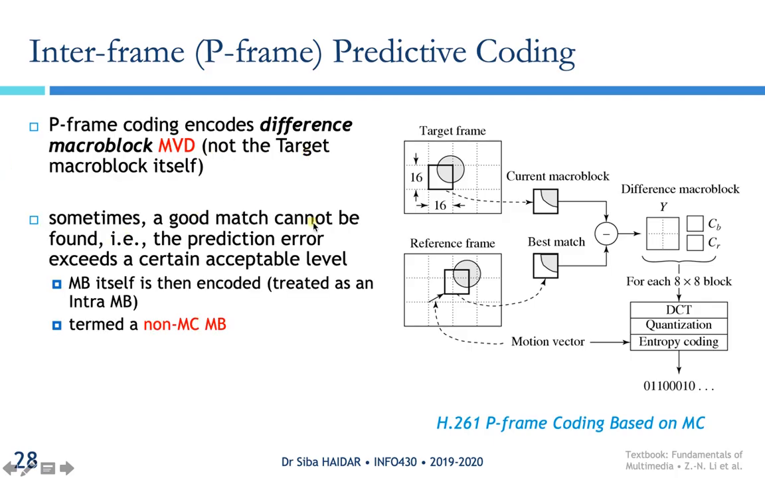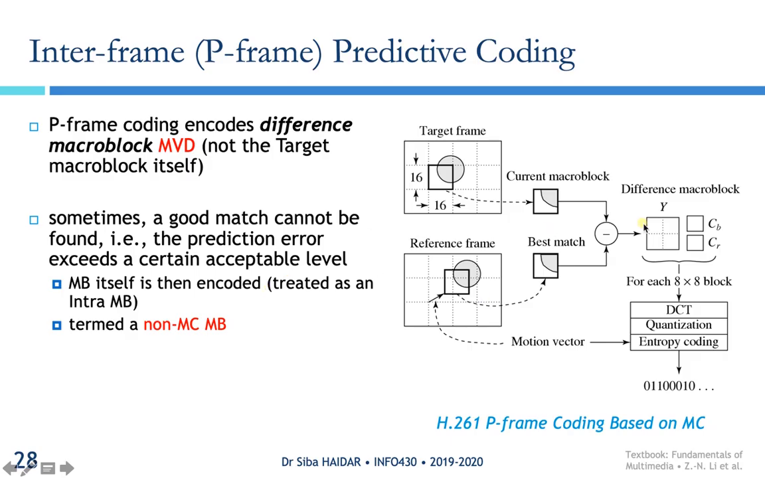Sometimes a good match cannot be found. Sometimes you search all the reference frame for a certain macro block and you cannot find it. So in this case, you may find all the other macro blocks of the target frame, but for example, you have here a bird that was not present in the previous reference frame. What to do? The prediction error exceeds a certain acceptable level. You cannot say this is the best match. So the macro block itself is then encoded.